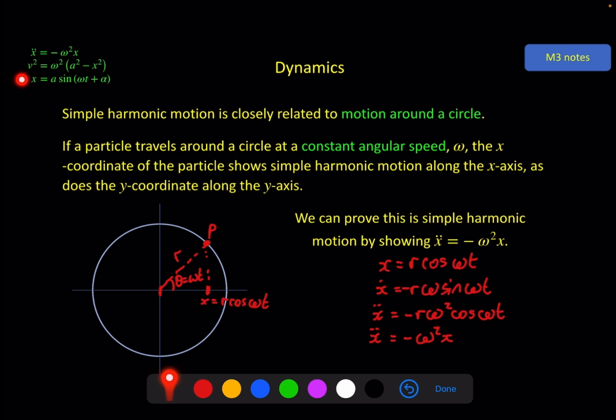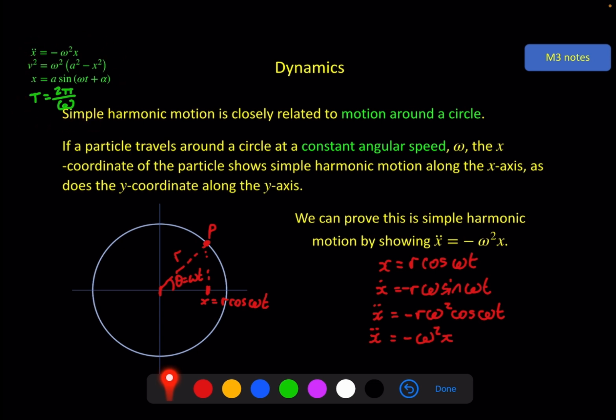And this one, when I use it in the examples, probably won't have plus alpha if we're starting at the center. I just won't use it because it will be 0. If we're starting at the edge, I will probably change it into a cosine so that I don't have to use the alpha there as well. The fourth thing I'll be using a lot of is the time period. T is equal to 2 pi over omega. So I think in terms of calculations, these are your key things.